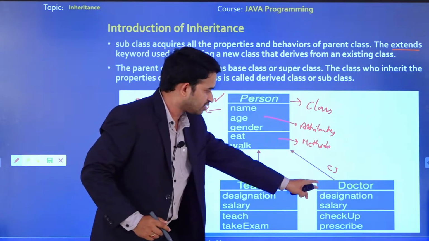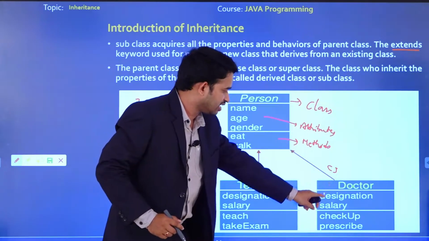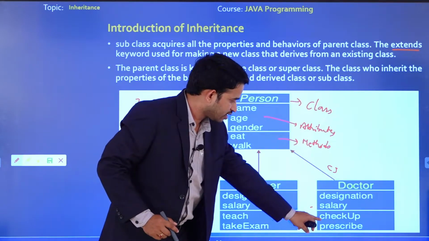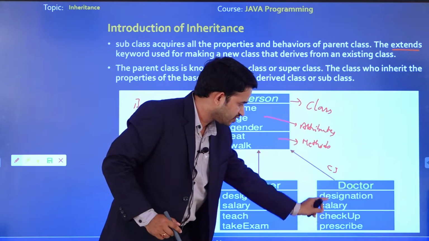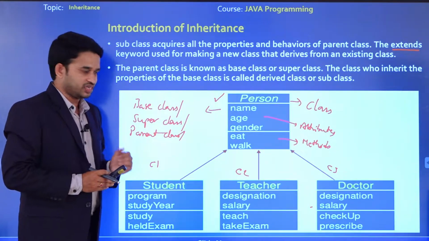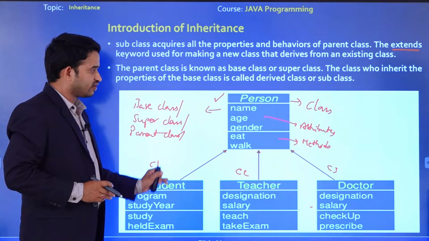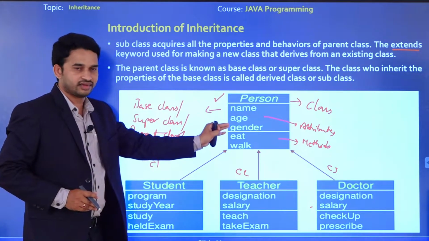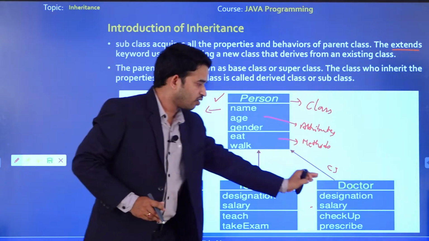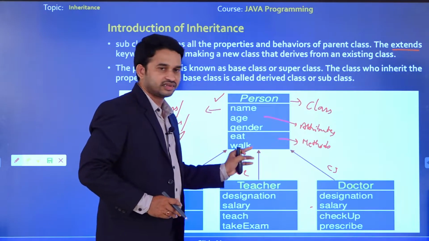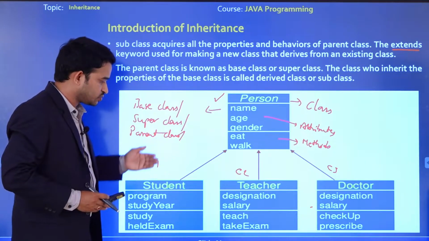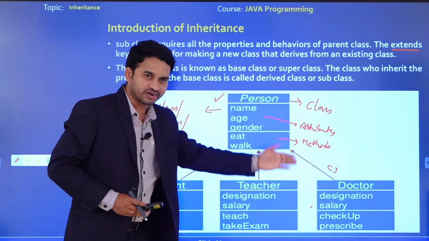One more class is what? Doctor. What are the attributes in the doctor class? Designation, salary. And what are the methods or actions of the doctor class? Check up and prescribe. Here, my question is, student requires name, age, gender, right? And also teacher requires name, age, gender. Doctor requires name, age, gender. No need to declare the same attributes again and again for the student class, teacher class, doctor class.